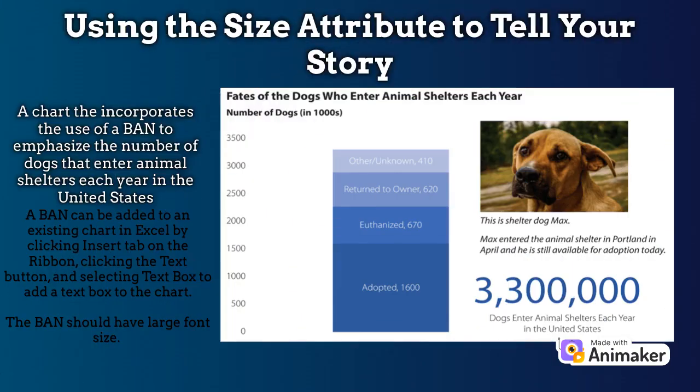One simple but effective use of size as a pre-attentive attribute in data visualization is using a big associated number, BAN. We can illustrate the use of a BAN to emphasize the approximate number of dogs that enter animal shelters each year.